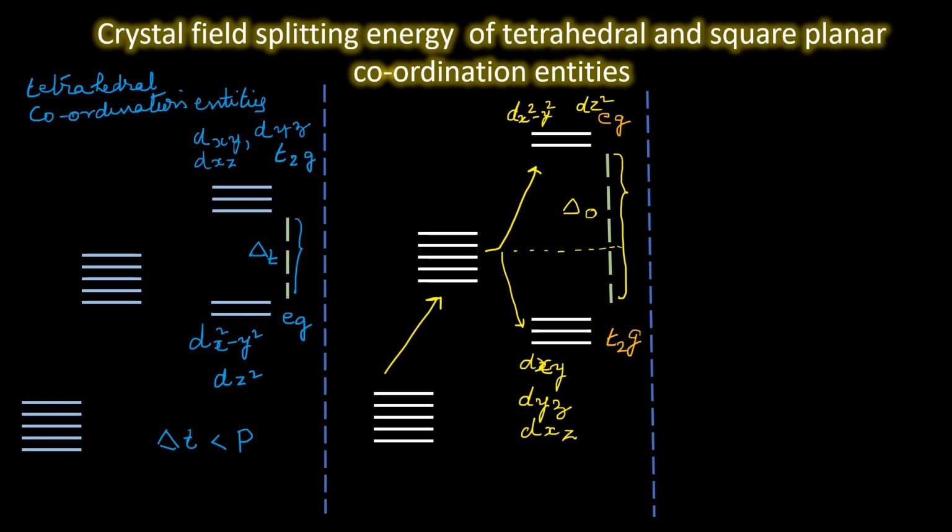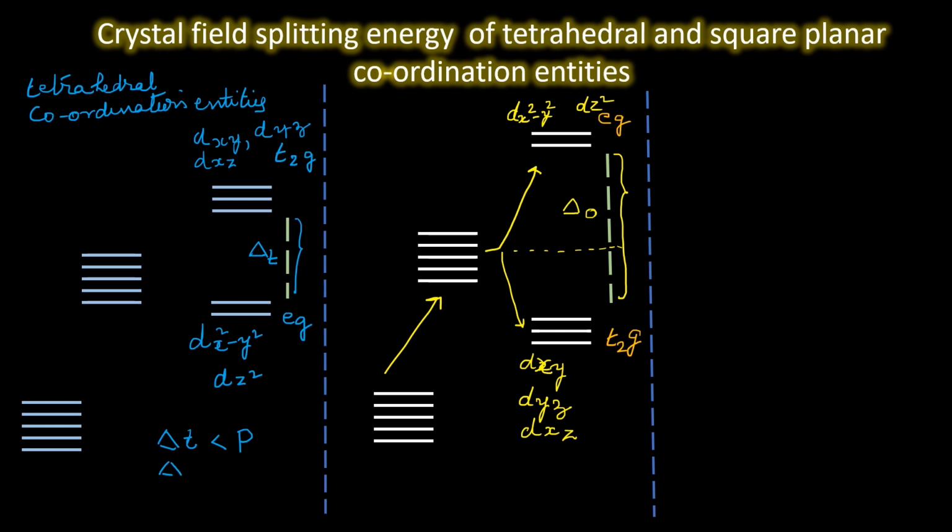So after the lower energy levels are filled up by one electron each, the next electron passes directly into the higher energy level. In the case of tetrahedral coordination entities, the four ligands approach the central metal atom in between the direction of the lobes of the orbitals. Therefore, the repulsion will be very low. That is why the crystal field splitting energy is low.